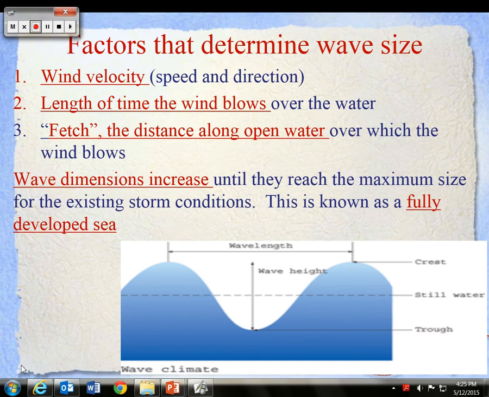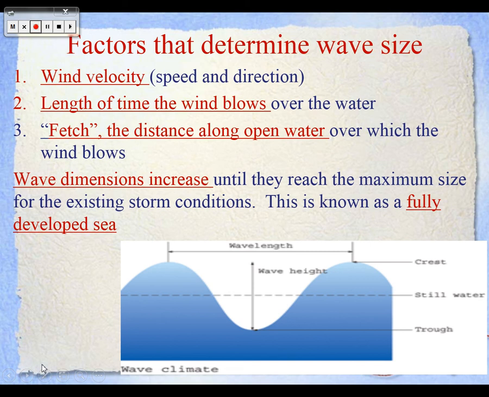There are 3 factors that determine wave size, or how big your wave is going to be. The first one is wind velocity, so how fast is the wind blowing and in what direction. The second factor is the length of time the wind is blowing over the open water. And the third factor is fetch, and that's the distance along the open water over which the wind blows.